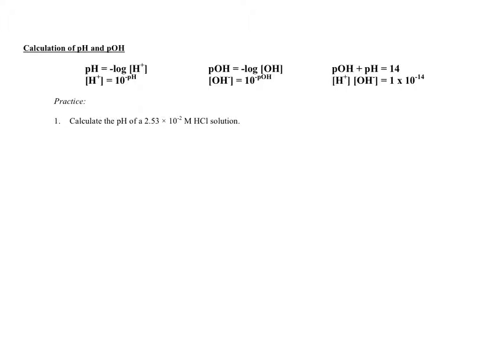So there's a number of ways that you can calculate pH and pOH. Remember, pH is the measure of the acidity of a solution, so how much H plus there is in the solution, and pOH is the measure of the basicity, or how much OH minus is in solution. So the two main equations for calculating that use that direct definition. The pH is the negative log of the concentration of H plus, and the pOH is the negative log of the concentration of OH minus. So they are directly related to the concentration of those two things.